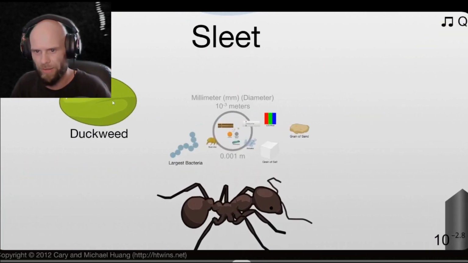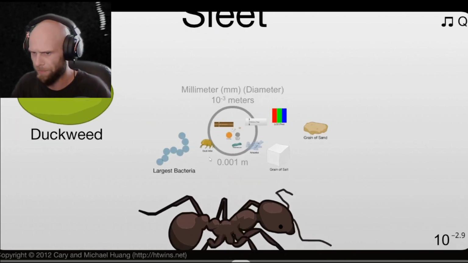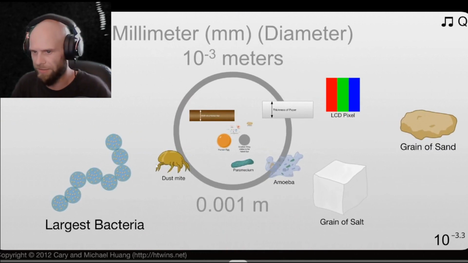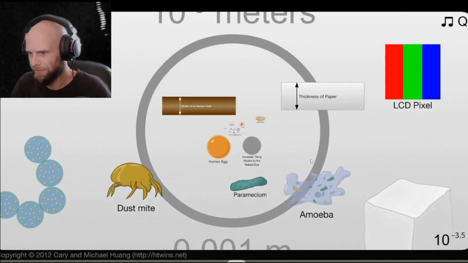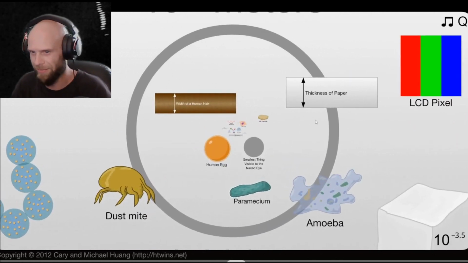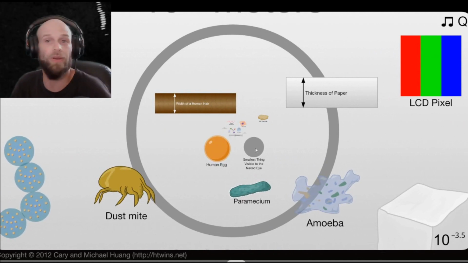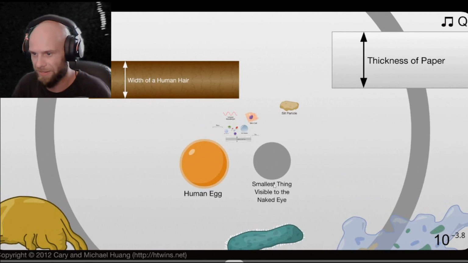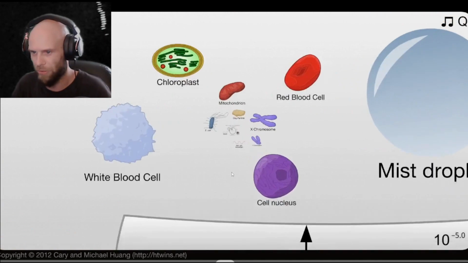Okay, let's keep going. What's duckweed? These are water lentils that float in ponds and other bodies of water. They don't have stems or roots. On the other hand, they do create flowers. Okay. Largest bacteria, dust mites. We're getting pretty tiny. Here's a grain of salt, which apparently an amoeba isn't that much smaller than. Here's the thickness of paper and the width of a human hair, which apparently is thinner than paper. I would have thought the opposite. Oh, here's the human egg, smallest thing visible to the naked eye. Skin cells, mist drop. Oh, this is so cool.